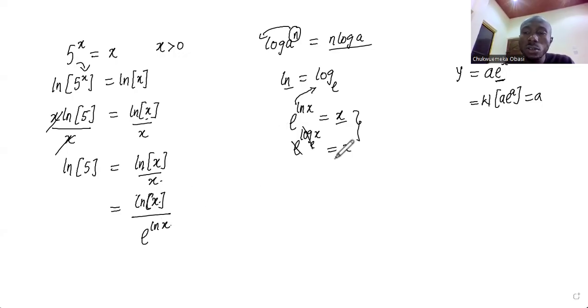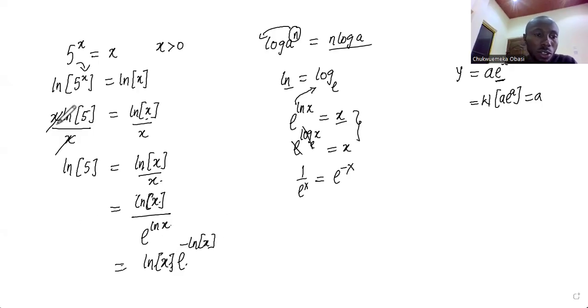And of course, from the laws of exponent and from the laws of indices, if I have 1 over e to the x, it's the same as e to the minus x, right? So from here, I'm going to write this as ln of x times e to the power negative ln of x, right? So let me just take care of this right here. One second, please. Perfect.